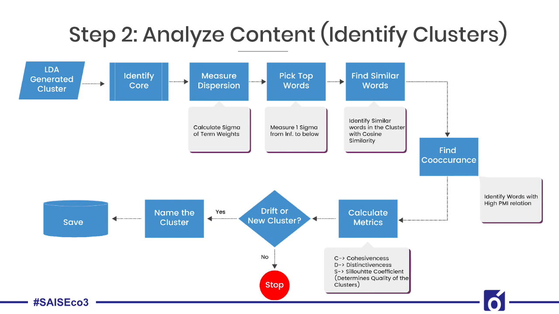The last step is to check whether the concept that we got from the research papers or the articles is a new concept or just a drift from an existing concept. If it's a new concept, then we give it an ID or a name and save it into the database. Otherwise, if it's just a slight drift, then we leave it.